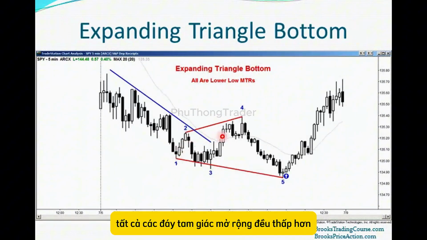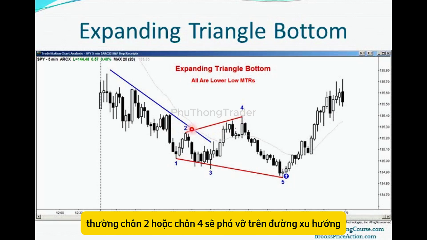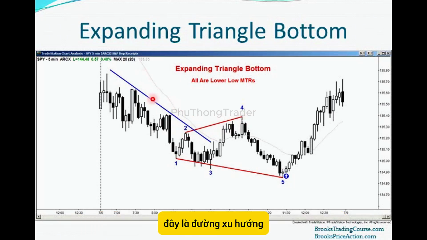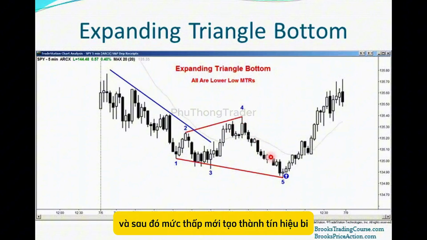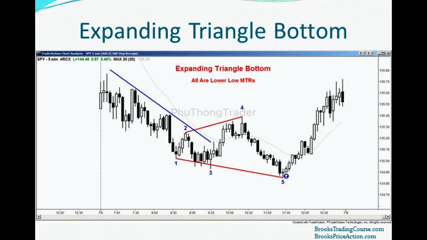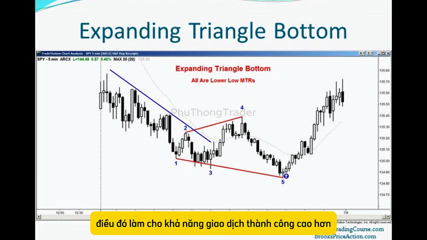All expanding triangle bottoms are lower low major trend reversals. Three pushes down, 1, 2, 3. Does not matter that the line is not perfect. We broke above the trend line. Usually leg 2 or leg 4 will break above the trend line. Here's the trend line, and break above the moving average. And then the new low forms the buy signal for the lower low major trend reversal. We have a bull body, and that makes the likelihood of a successful trade higher.